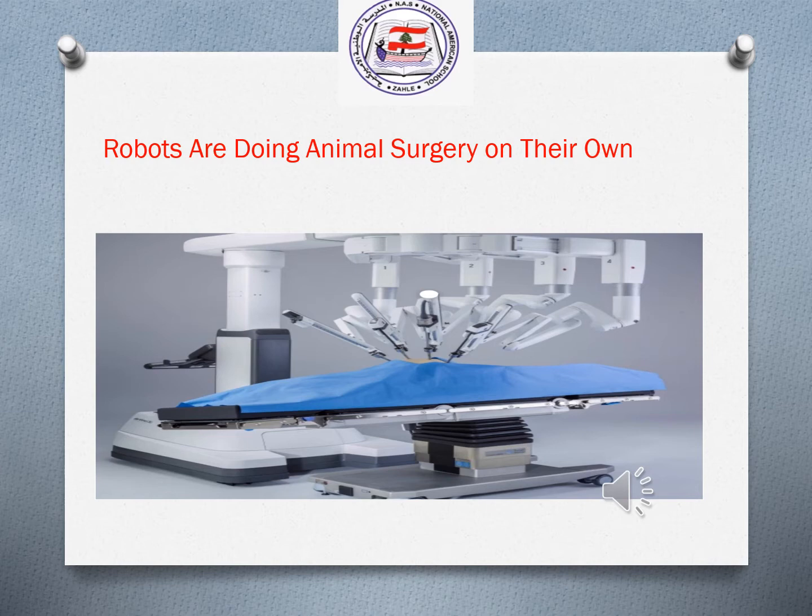Robots are doing animal surgery on their own. Your loved one needs urgent surgery. But what if your local hospital does not have a surgeon who can perform the procedure? One day soon, there may be a solution. After years of robot-assisted surgeries in which skilled doctors pilot robotic instruments to increase their own dexterity and precision, we may be getting close to having robots that can actually perform these procedures unaided.